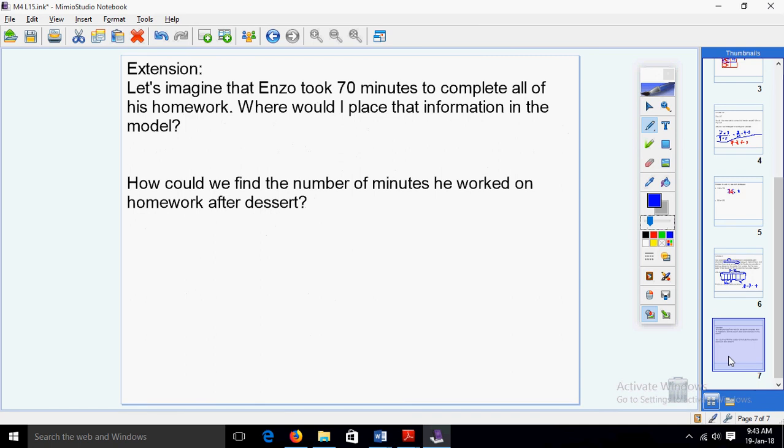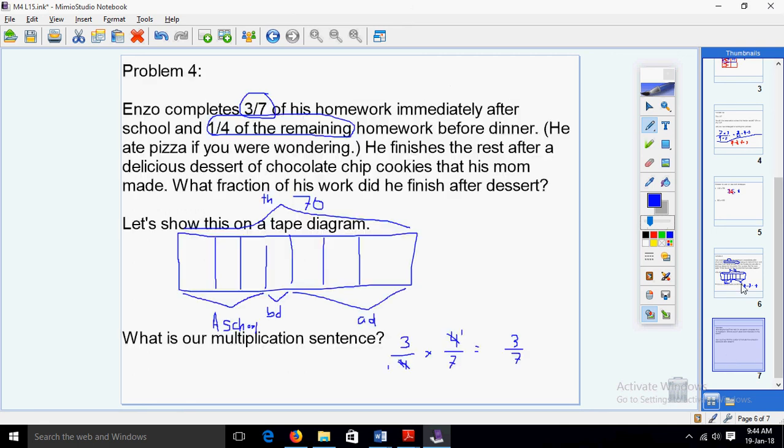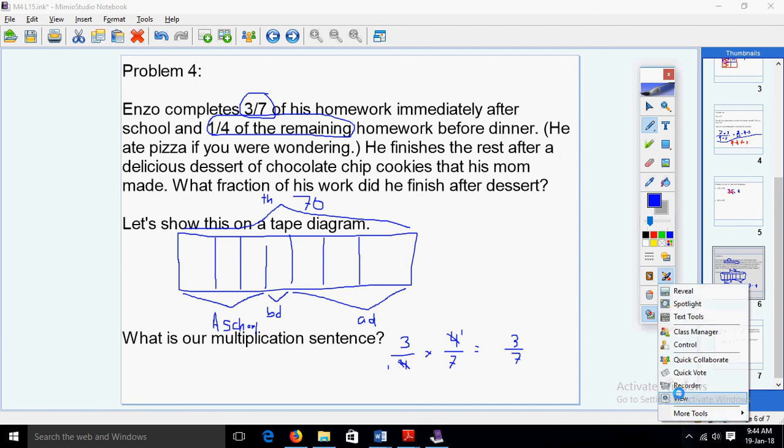So how could we find the number of minutes he worked on homework after dessert? Using your tape diagram, I want you to figure out how many minutes it took for him to finish his homework after dessert. This is going to be on the quiz, so make sure you complete this. All right. Hopefully this all makes sense. If not, we can talk about it.